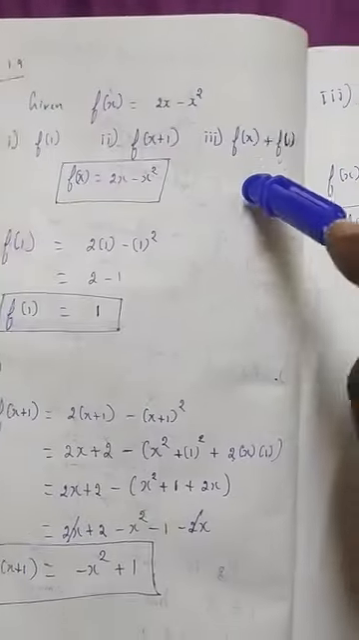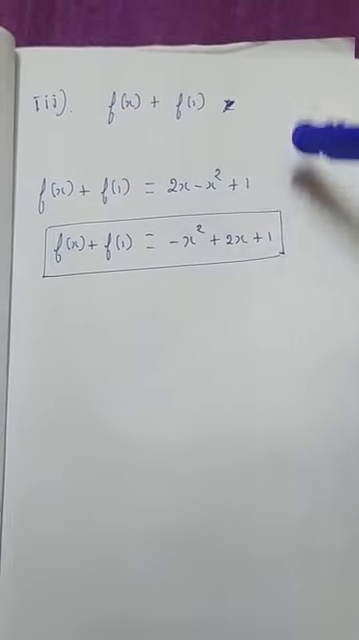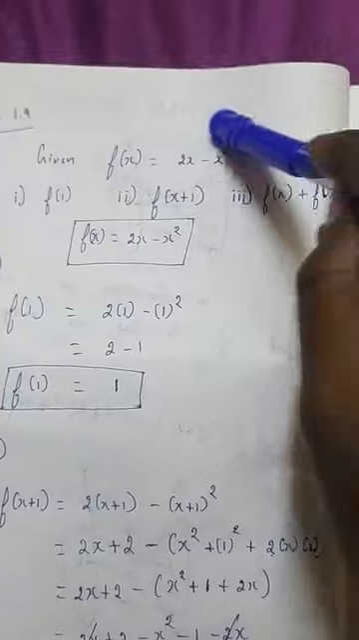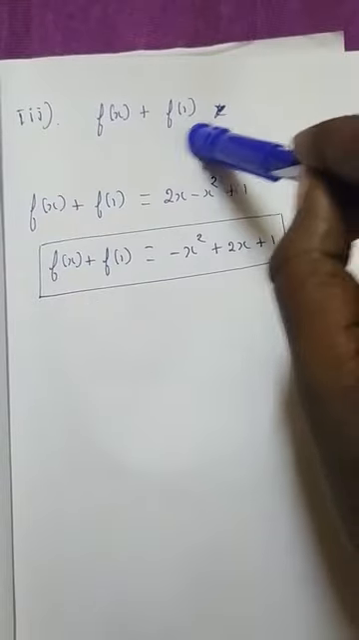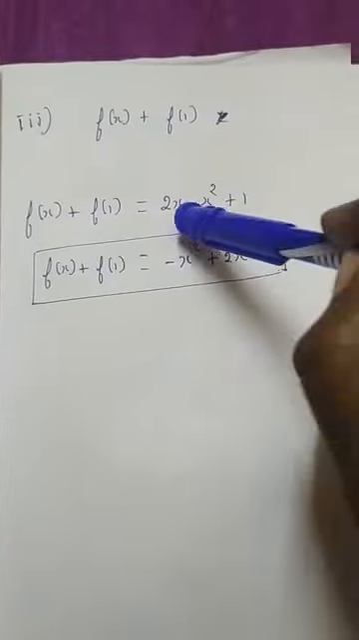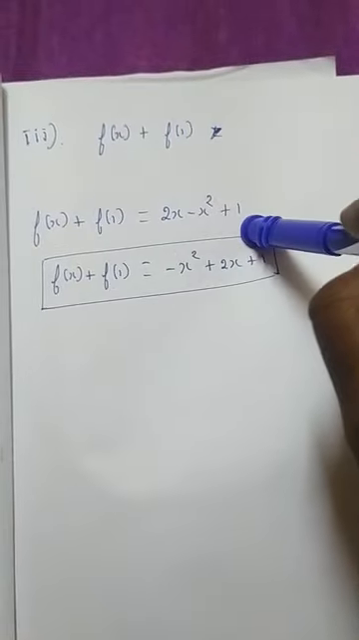And the last subdivision is f of x plus f of 1. We have to find out f of x and f of 1. After that we have to add. f of x is given in the question itself. Question is f of x, 2x minus x square. So f of x is 2x minus x square. f of 1 is the first subdivision. Already we found out. What is the answer? 1. Therefore 2x minus x square, that is f of x value, plus f of 1 value is 1.